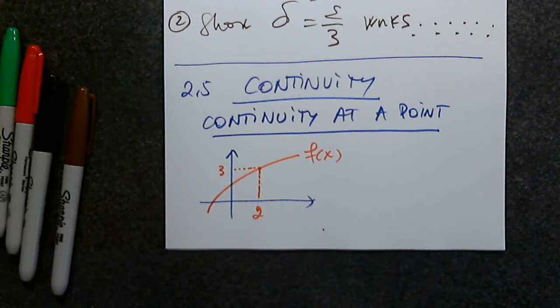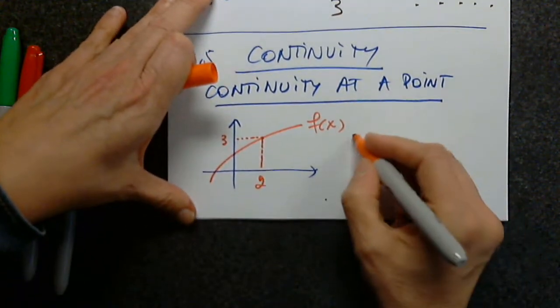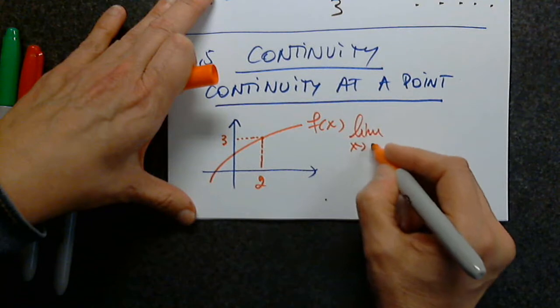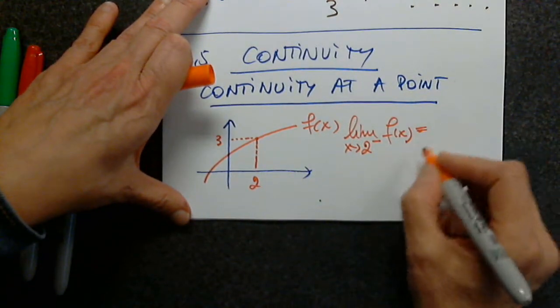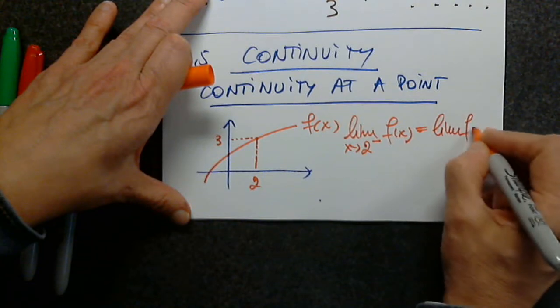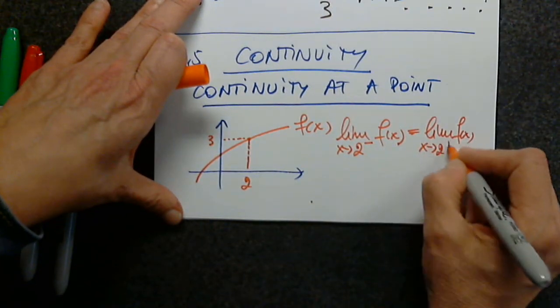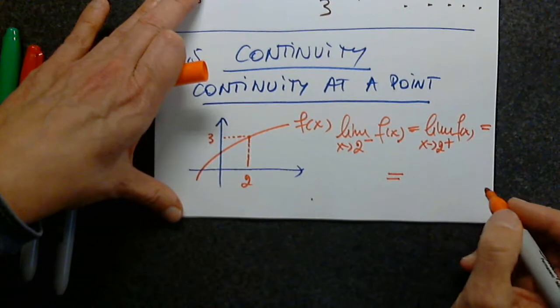It has to be there. First of all, it has to be defined. And what else? It has to connect. The limit from either side must equal the function value at that point. So 3 things have to happen, right? The limit as x approaches 2 from the left of f of x must equal the limit of f of x as x approaches 2 from the right, and must equal f of 2.